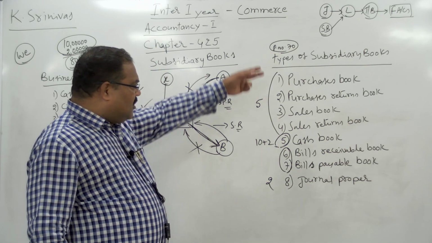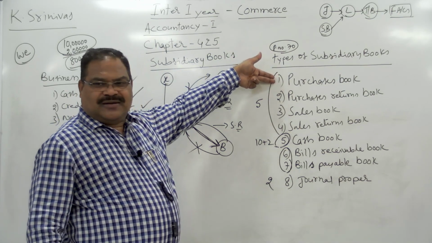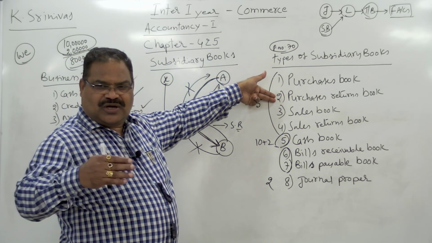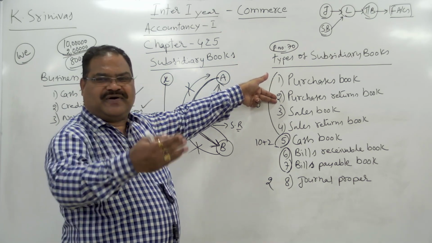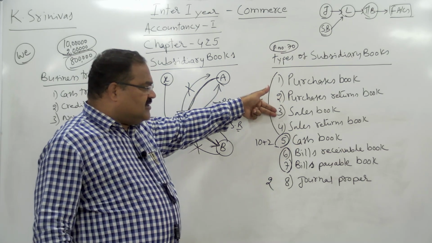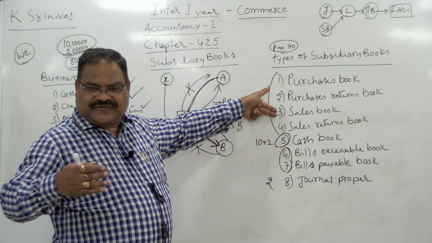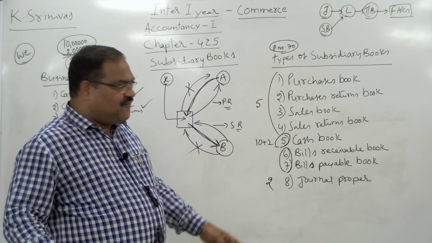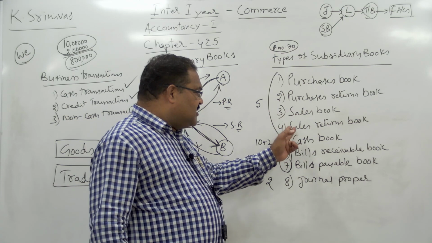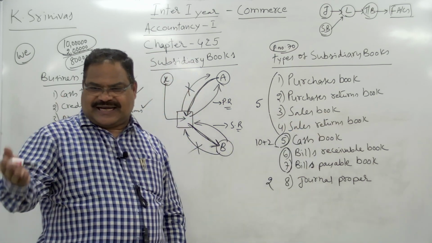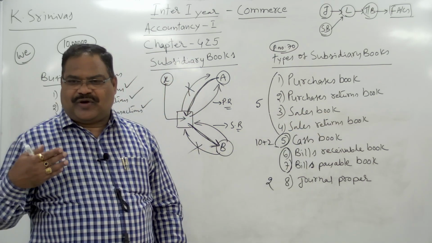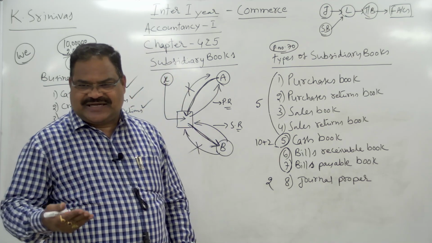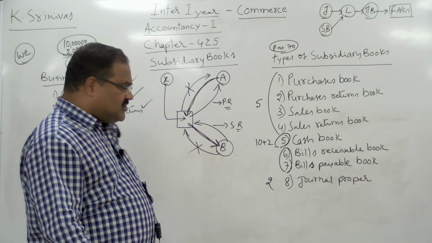So I hope you got it: purchase book, credit purchase of goods; purchase returns, the articles which we have returned to our supplier; sales book, the articles which we sold on credit, credit sale of goods; sales returns book, after selling goods, if they are going to return, we are going to take those as sales returns. These are very simple to understand after this total explanation.